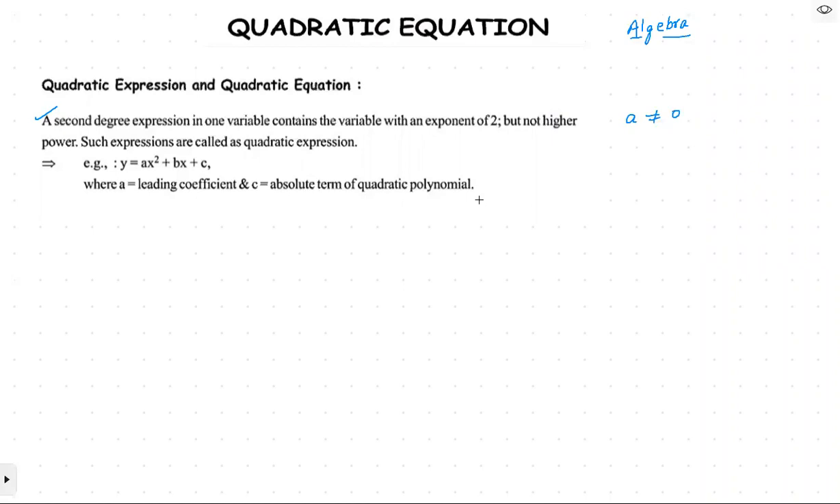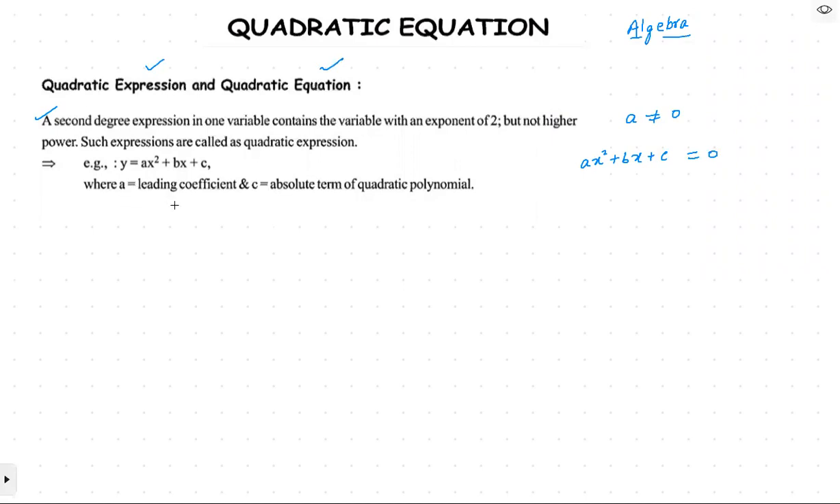What if a is equal to 0? Then this equation will become linear. So any expression of this kind where we have ax squared plus bx plus c, where a is not equal to 0, we'll call a quadratic expression. But when you put this equal to 0, this will be nothing but a quadratic equation. So this is the basic idea of a quadratic equation.